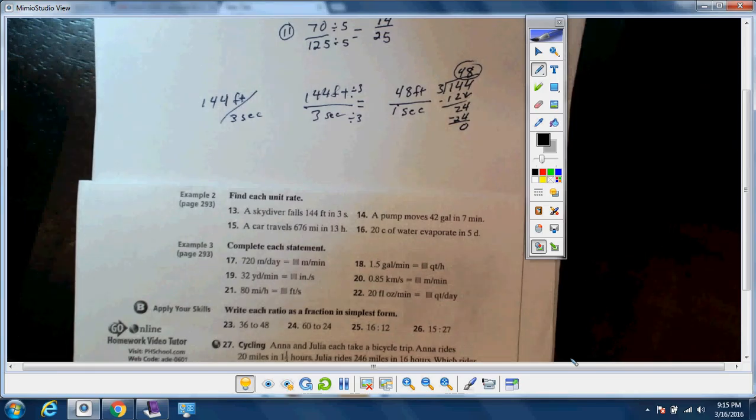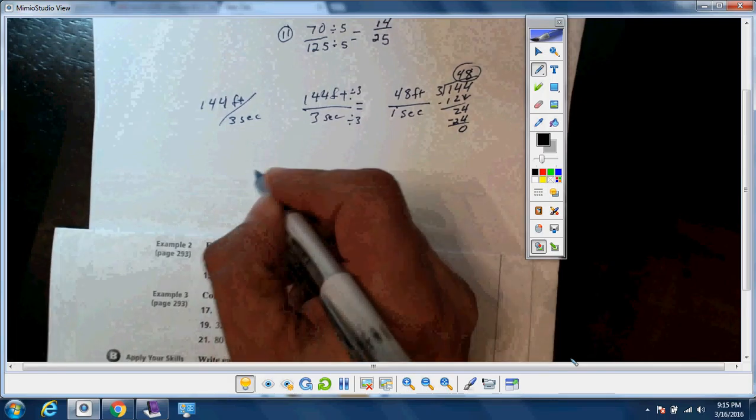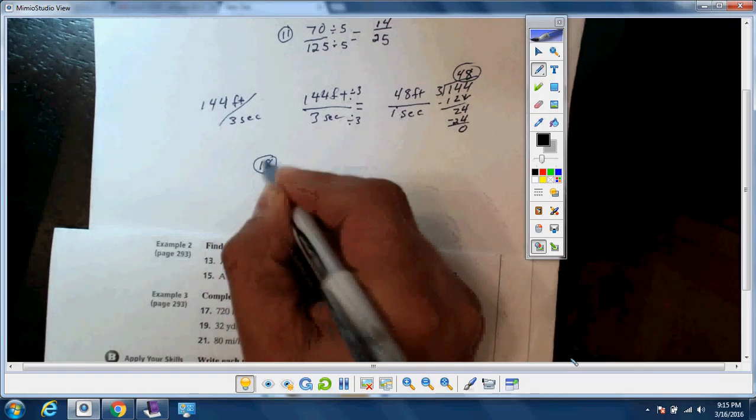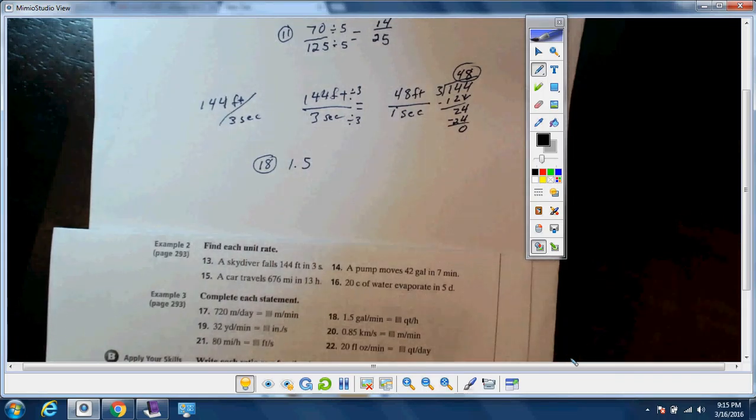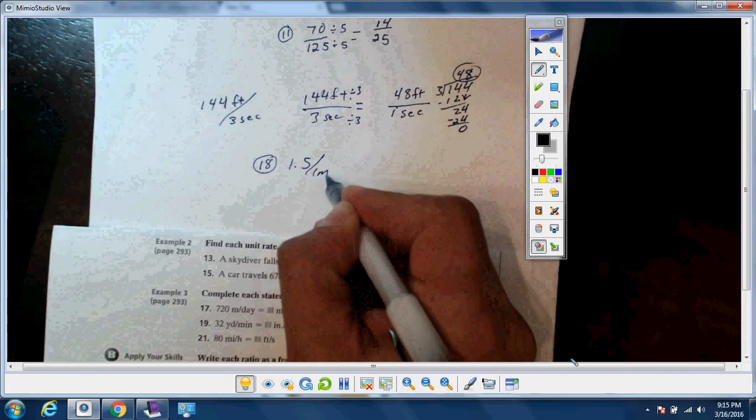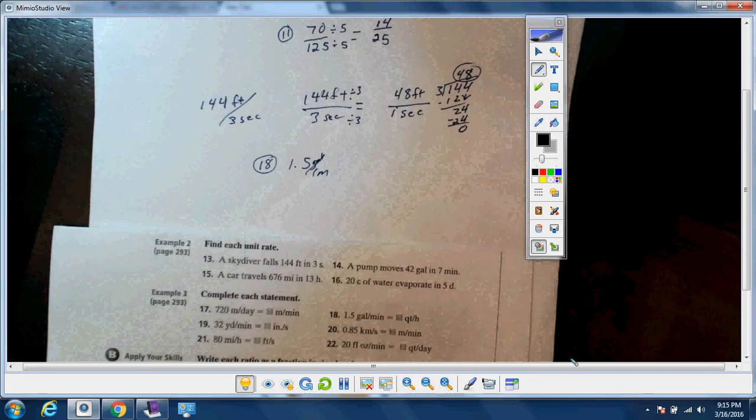The last thing I had you do was up through 22, which was to complete each statement. You're going to have to think on these. These are going to be a little more challenging. You probably do not know for number 18, which I probably shouldn't have done, is taking gallons to quarts. 18 through 22 are going to be challenging. Number 18 is 1.5 gallons per 1 minute. They want you to turn that into quarts per hour.